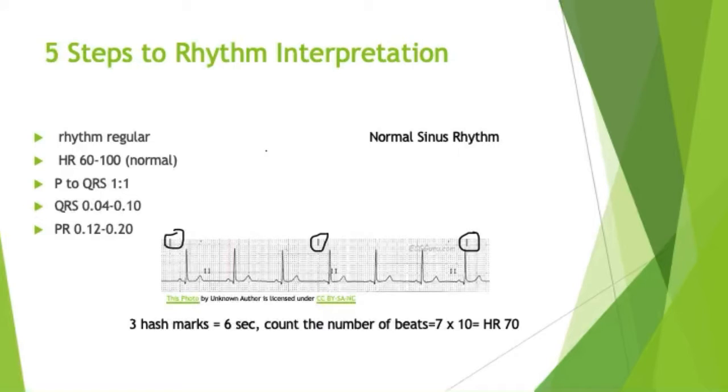The next thing you want to look at is the QRS complexes. Count them up and multiply by 10, and that'll give you about what your patient's heart rate is. In this picture, it's 70.